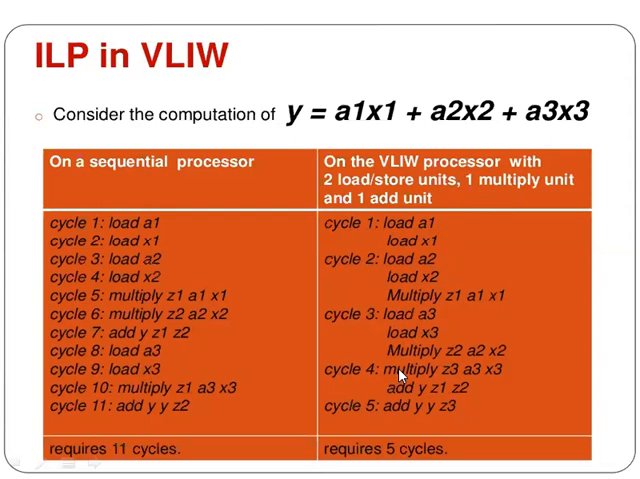add to the z1 and z2. Multiply a3 x3 here, then it will add to this one. So then finally we add these. So it requires only 5 cycles.